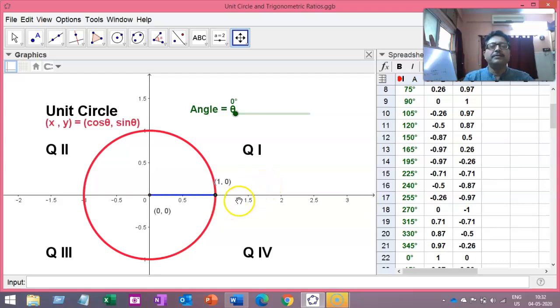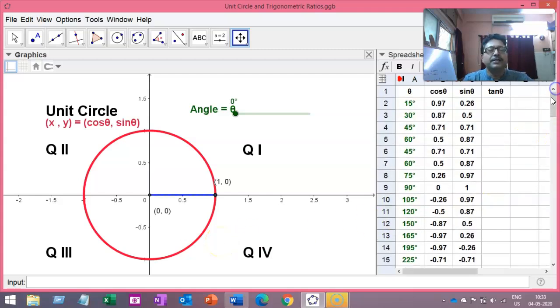In the figure you can see that a unit circle is given. Its radius is 1 unit. All of you can see that. I have divided the whole xy plane into 4 quadrants. This is quadrant 1, this is quadrant 2, quadrant 3, quadrant 4. And here in this spreadsheet I have taken the angles 15 degrees, 30 degrees, 45 degrees, in this manner.